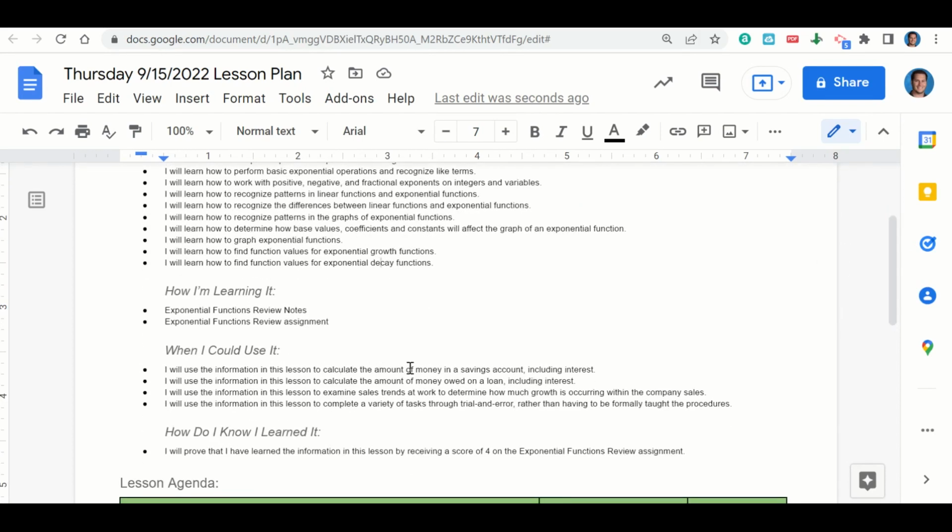To calculate the amount of money in a savings account including interest, to calculate the amount of money owed on a loan including interest, to examine sales trends at work to determine how much growth is occurring within the company's sales, and to complete a variety of tasks through trial and error rather than having to be formally taught the procedures. How do we know we learned it? By getting a score of 4 on the exponential functions review assignment.